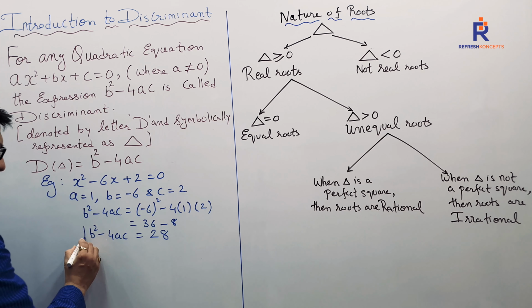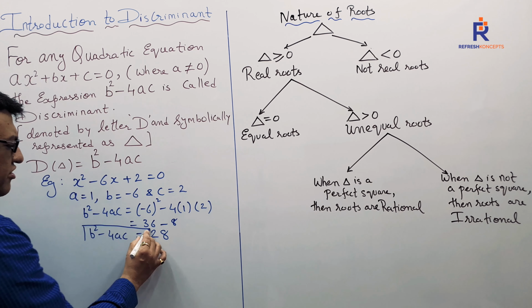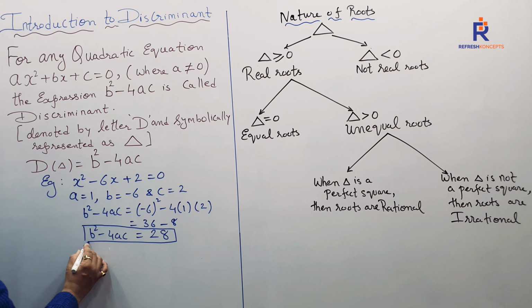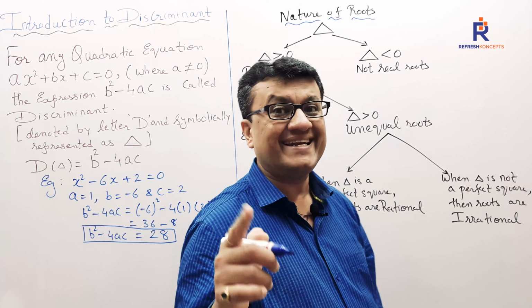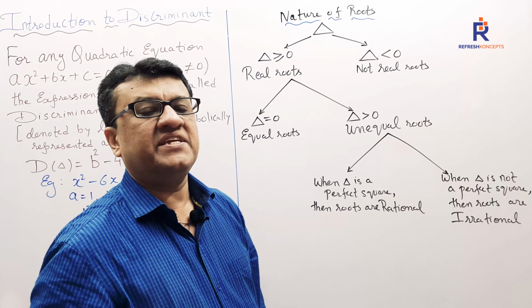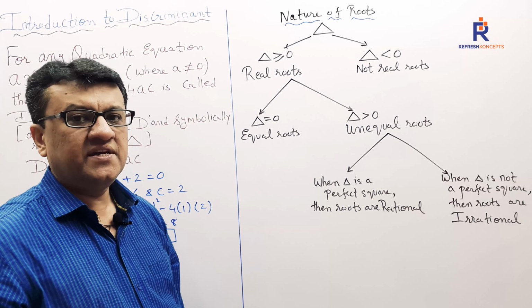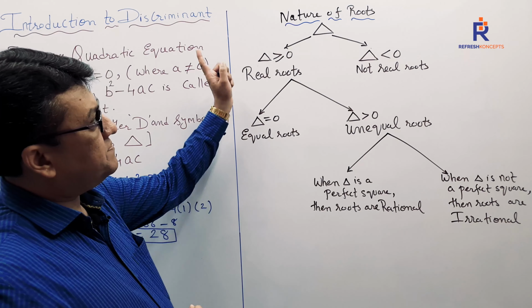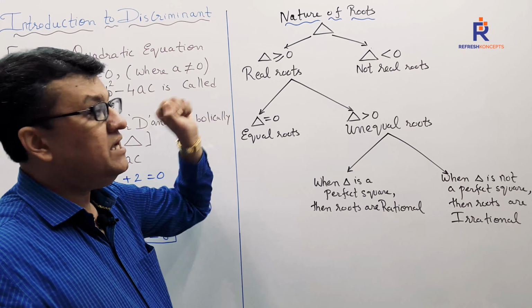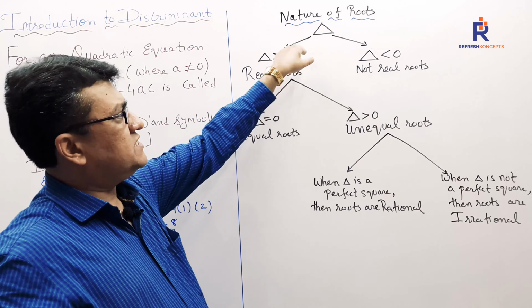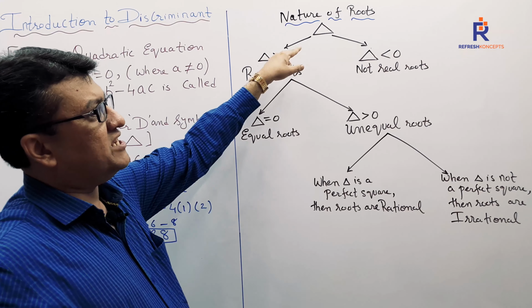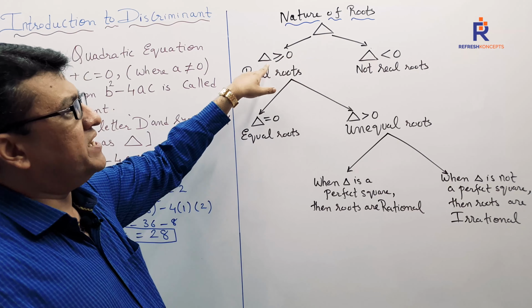Now children, based on this particular value of b square minus 4ac, which is nothing but delta, discriminant, we are going to have the nature of roots. That's what is being written side by side. So you can bifurcate the nature of roots in two ways.